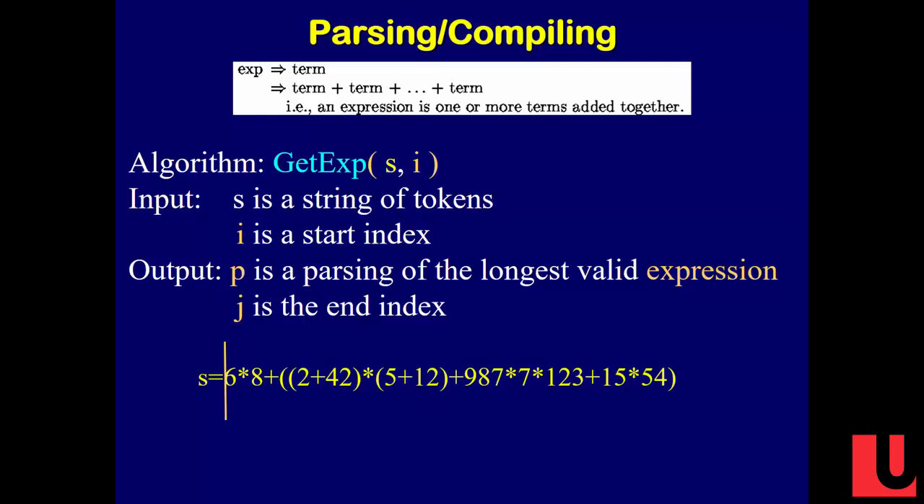So for example, there's a string, and I might be indexed here, so we're starting here. And what's returned is you find the longest valid expression that you can find, and you parse it, and you return a parsing of it, and you return the index one past where you've parsed. So in this case, that whole thing will get parsed, and the J will be right past it. But if we were to start here, what's the longest expression starting here? Remember, an expression is the sum of terms.